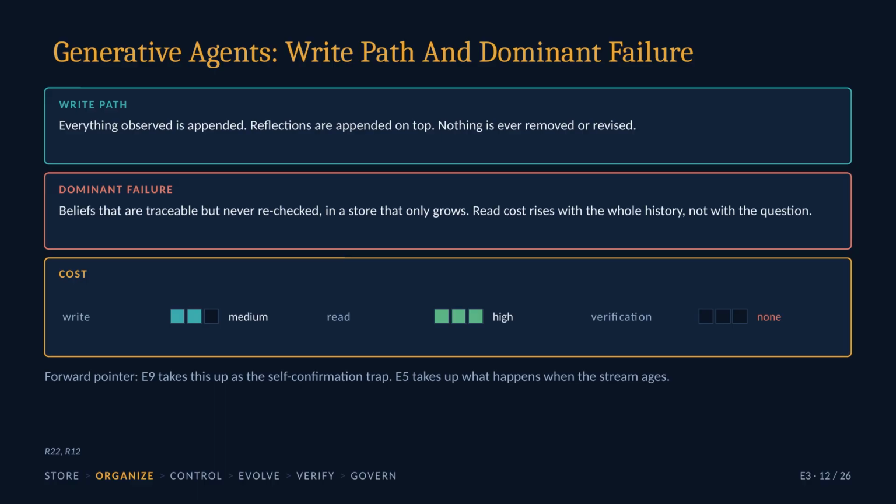2 later episodes pick this up directly. Episode 9 treats the unrevisited belief as the self-confirmation trap, which is the central problem of the second half of this series. Episode 5 treats what happens to all of this as it ages. Both of those episodes begin, in effect, from the arrow that is missing on the previous slide.